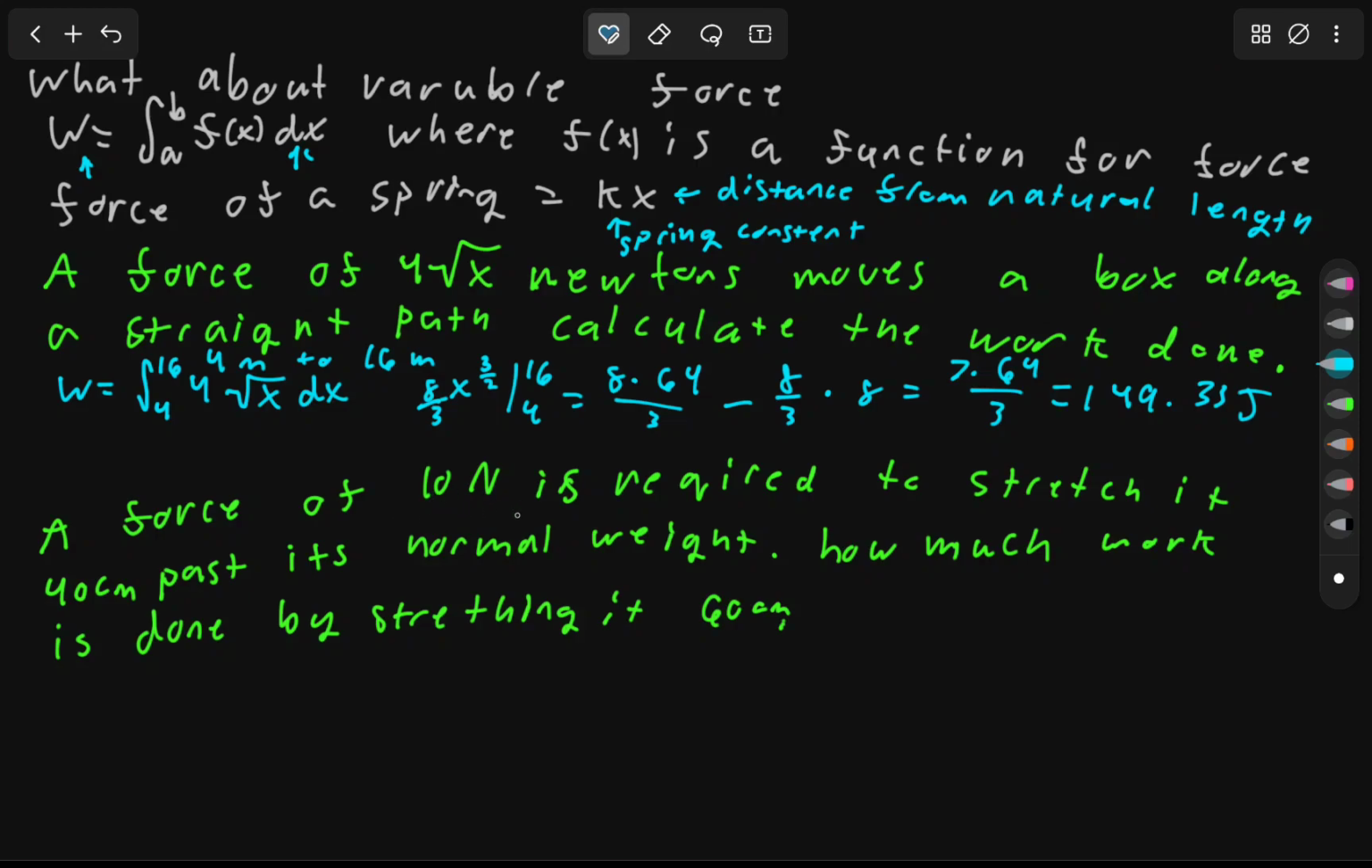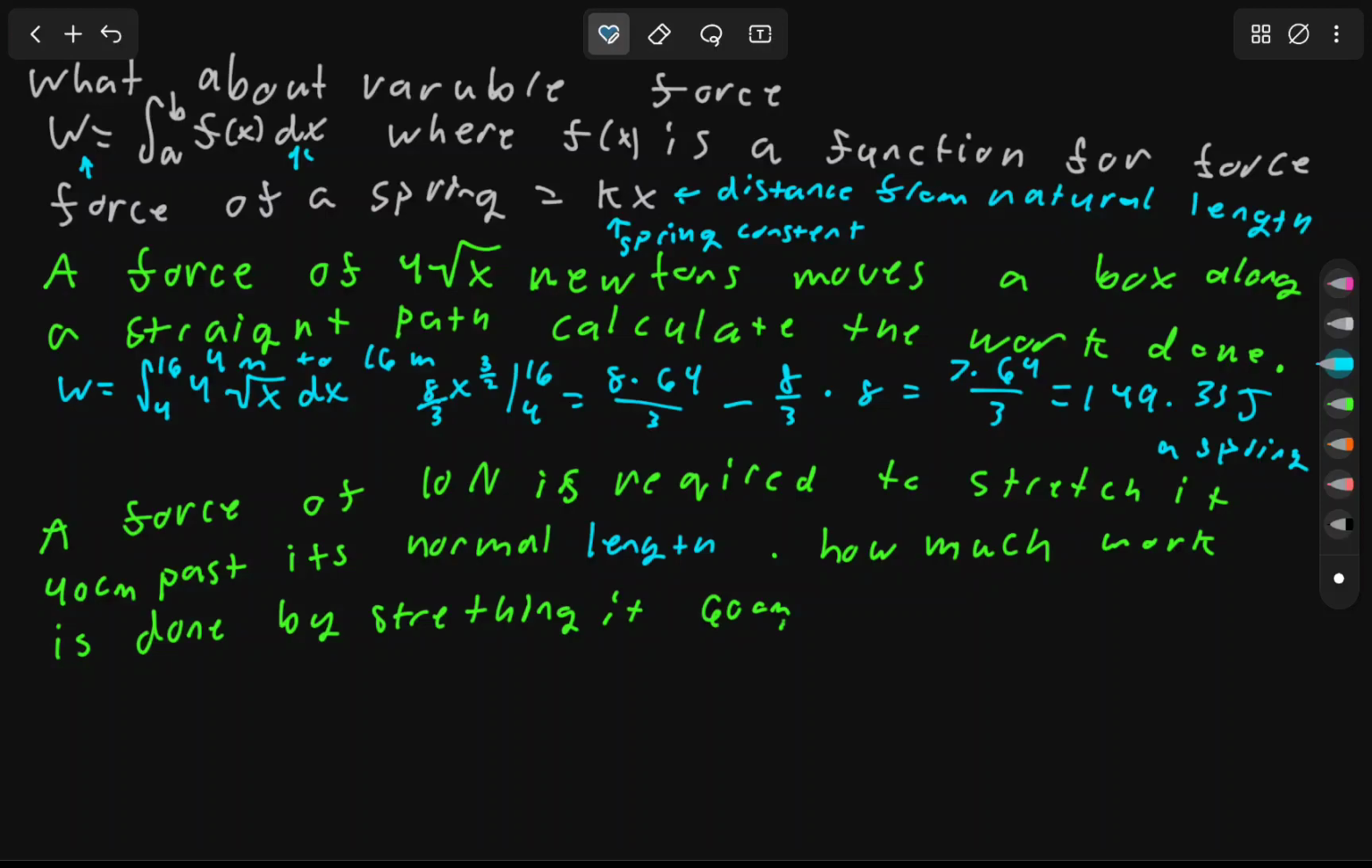So a force of 10 newtons is required to stretch a spring 40 centimeters past its natural length. I don't think that is supposed to be weight, but length. There we go. How much work is done by stretching it 40 centimeters?